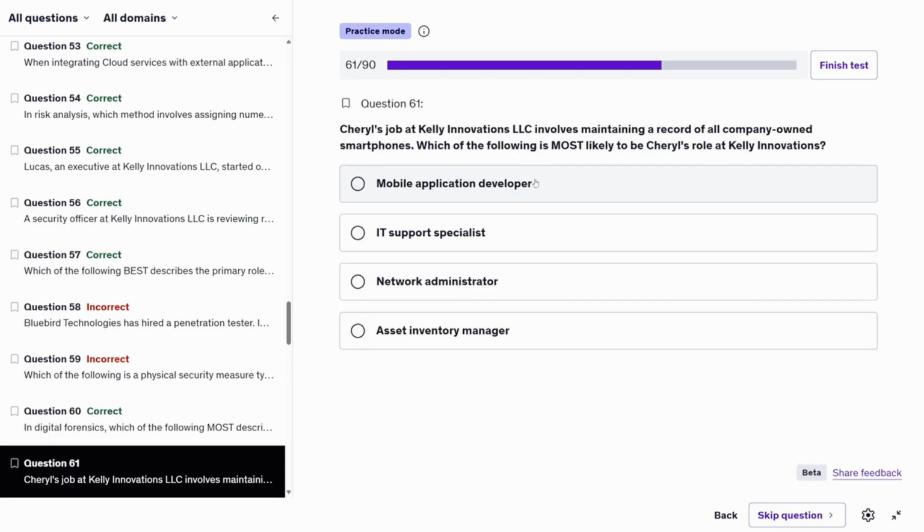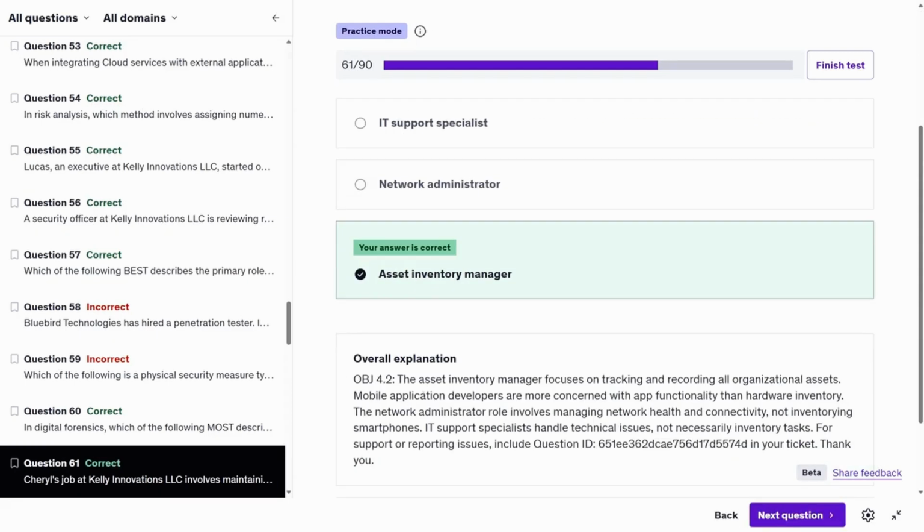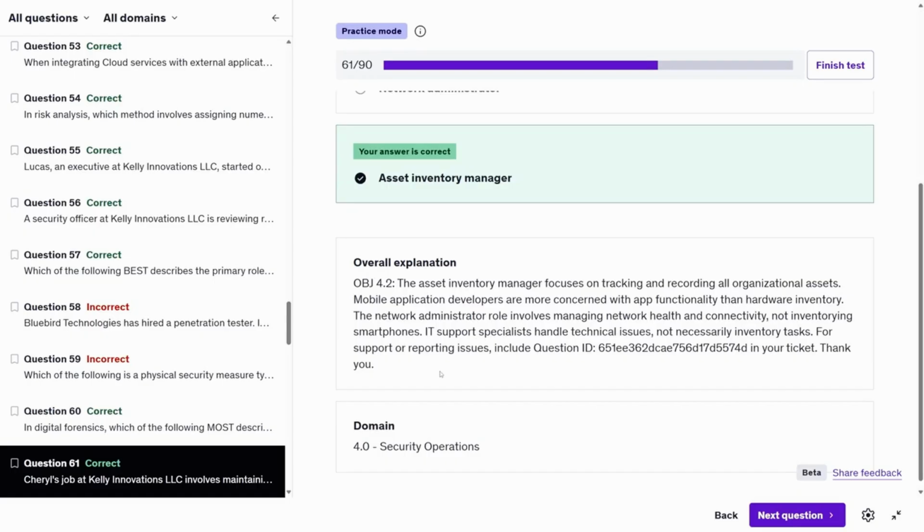Cheryl's job at Kelly Innovations LLC involves maintaining a record of company-owned smartphones. Which of the following is most likely to be Cheryl's role at Kelly Innovations? And the correct answer would most likely be Asset Inventory Manager. So the Asset Inventory Manager focuses on tracking and recording all organizational assets.